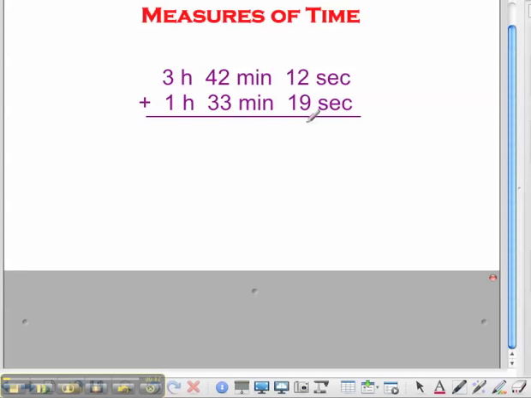So 2 plus 9 is 11, carry the 1. 1 plus 1 plus 1 is 3. So you get 31 seconds.